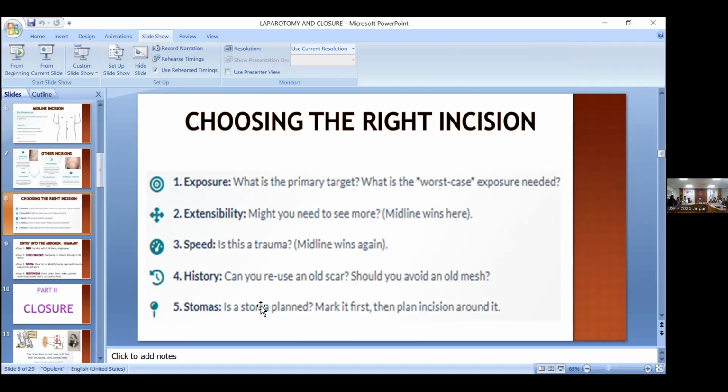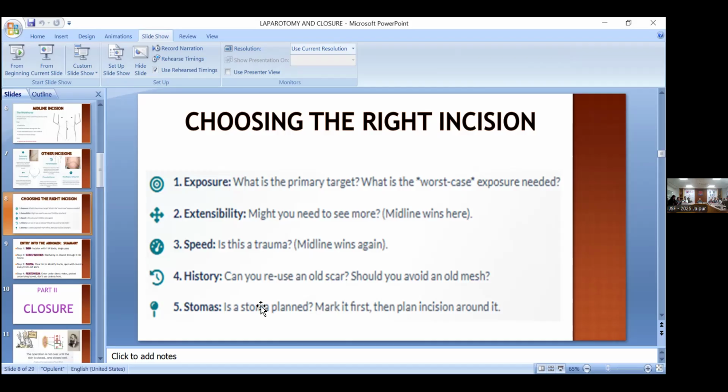Like if we're doing a subcostal incision and we realize we need to evaluate the small bowel, it can be done, but it is difficult. So midline incision wins here when it comes to extensibility. Thirdly, we need to be fast in the incision, especially in cases of emergencies when we are operating on a bleeding trauma patient. Again, midline scores over other incisions when it comes to speed.